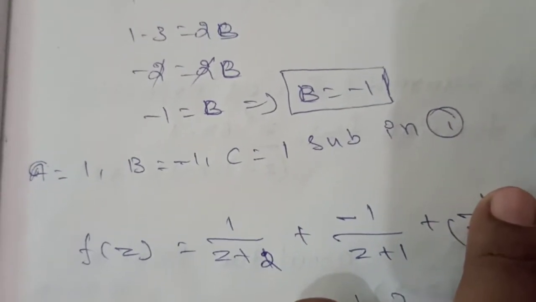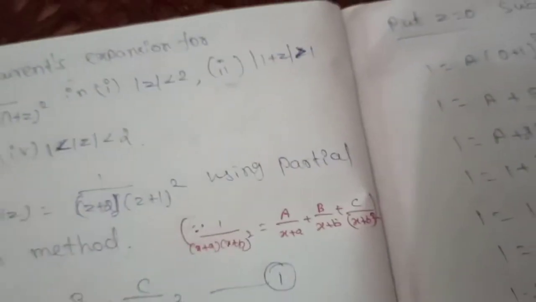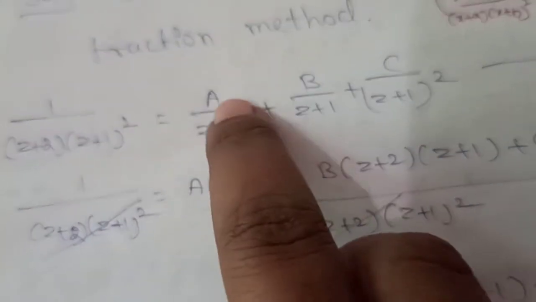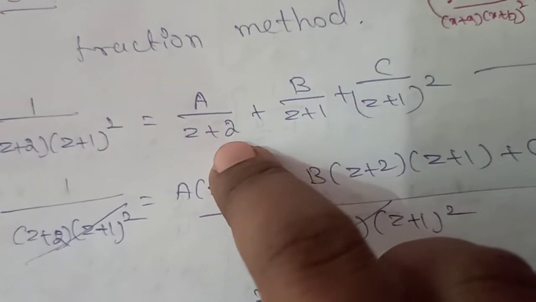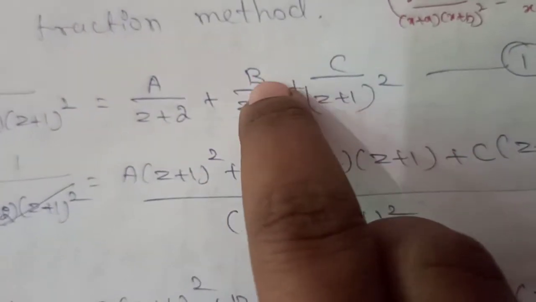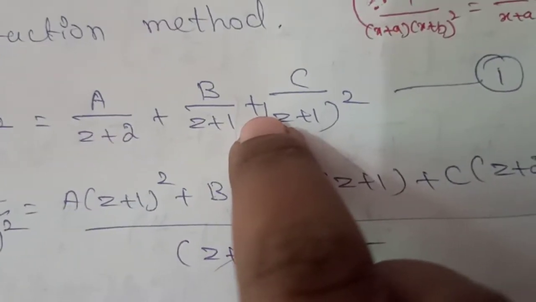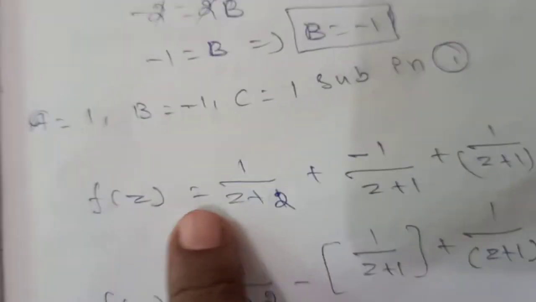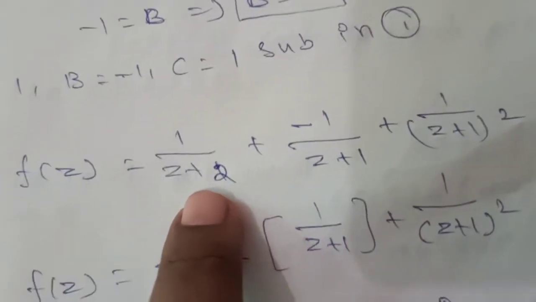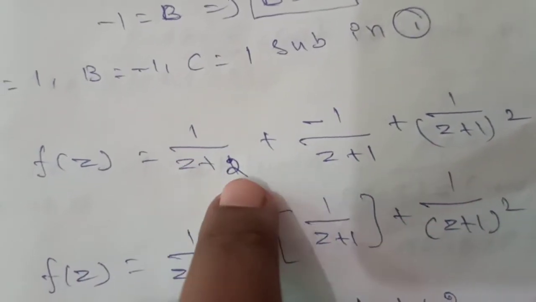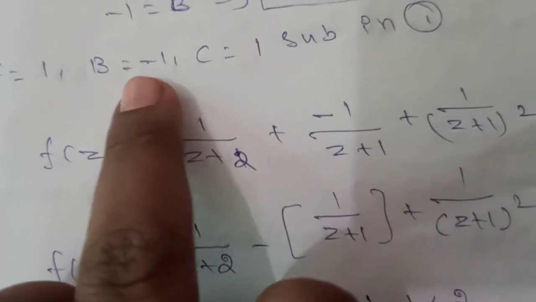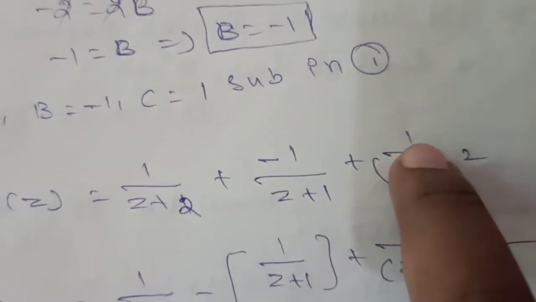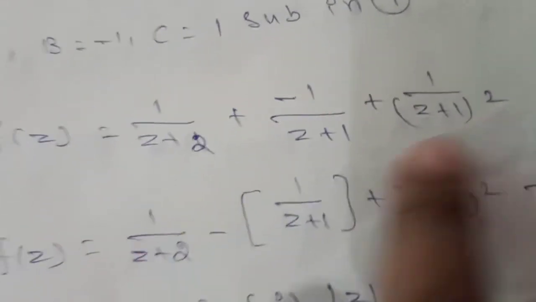Substitute in equation number 1. 1 divided by (z plus 2)(z plus 1) the whole square equals a divided by (z plus 2), that is 1 divided by z plus 2, plus b divided by (z plus 1), that is minus 1 divided by z plus 1, plus c divided by (z plus 1) the whole square, that is 1 divided by (z plus 1) the whole square.